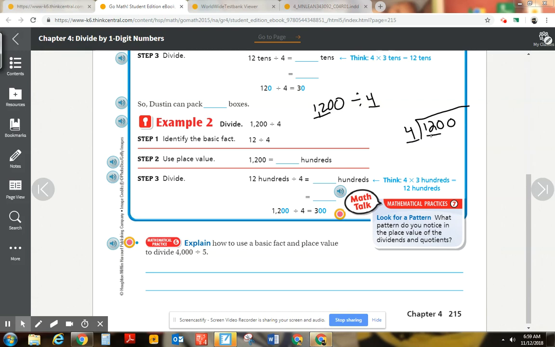How many 4s can fit into 1,200? 1,200 divided by 4. So 12 hundreds divided by 4 would be 3 hundreds. Equals 300, right? So 1,200 divided by 4 is 300. Look at my place value. Continue to line up your place value. Identify the basic fact by underlining them.